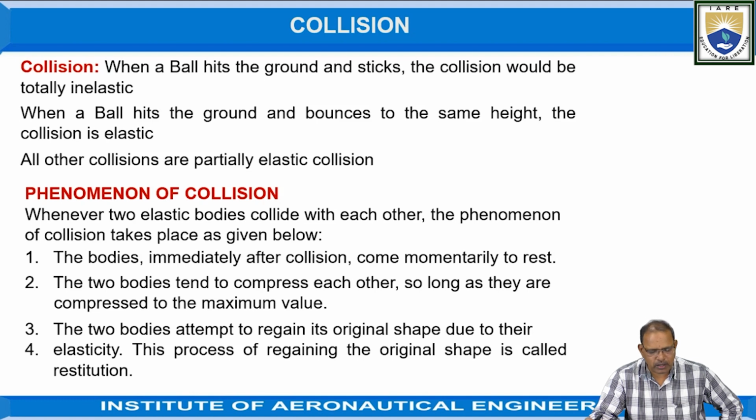Initially, the bodies immediately after collision come momentarily to rest. The two bodies tend to compress each other until they are compressed to the maximum value. After that, they will come to the rest position. After momentarily coming to rest, the bodies attempt to regain their original shape due to their elasticity. This process of regaining the original shape is called restitution.